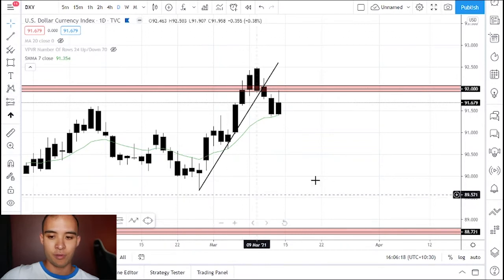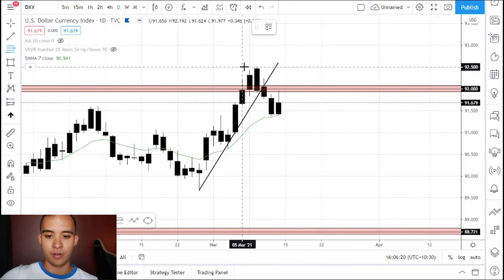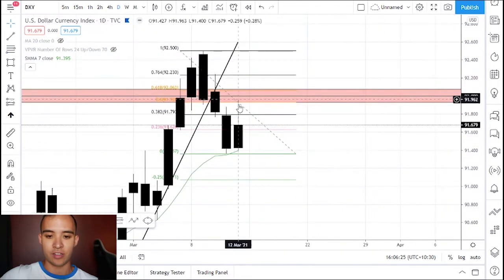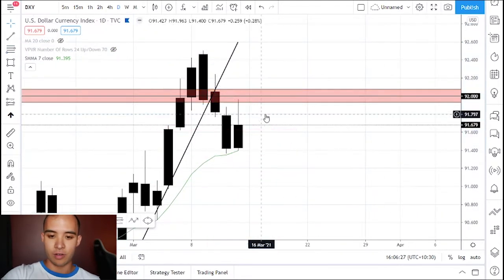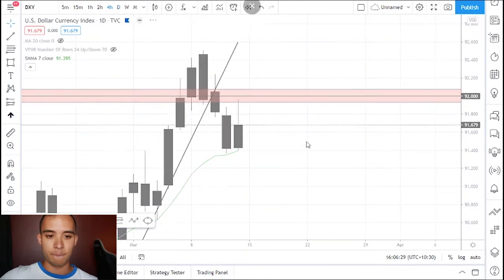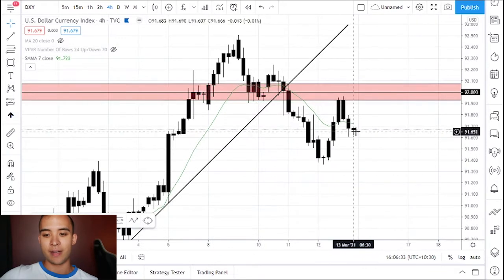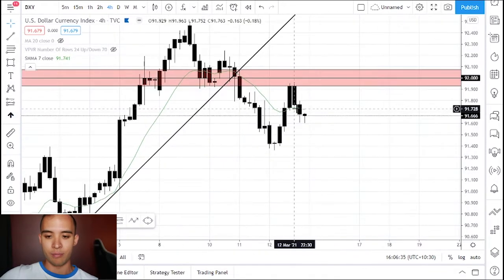For further confluence, what I could do is chuck a fib on. And as you can see, it is a perfect touch into the golden zone. So that's further confluence. We'll head over into the 4-hour. On the 4-hour, we do see price has broken below the moving average.